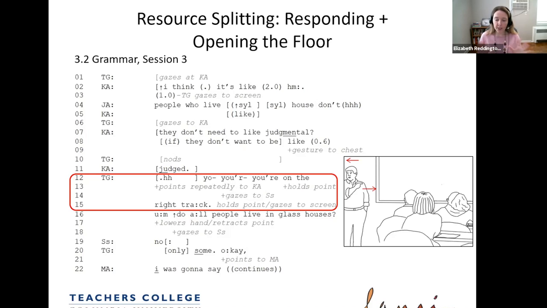So through this splitting of resources, the teacher simultaneously attends to and validates Kara's response while preparing to invite others to contribute. And he goes on, starting in line 16, asking a more narrow question that reopens the topic to the group, ultimately selecting another student to respond. So in this extract, we can observe the teacher again aligning as a recipient of one student's response, offering that validation verbally and nonverbally with the point, even as he simultaneously moves to disengage and reopen the floor. And that all happens within a single turn.